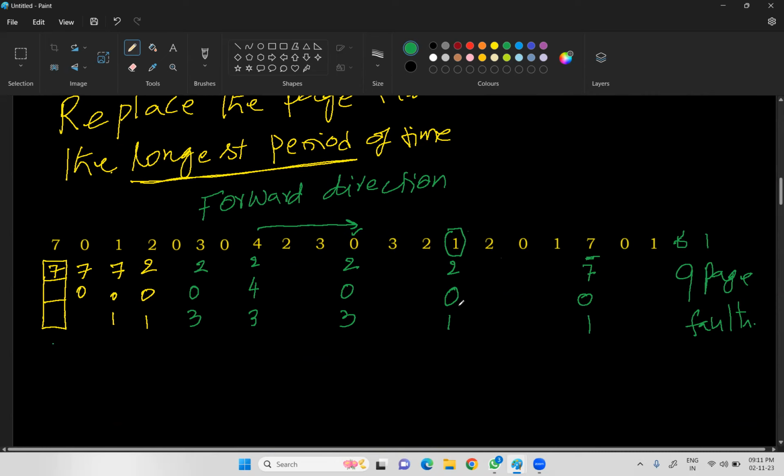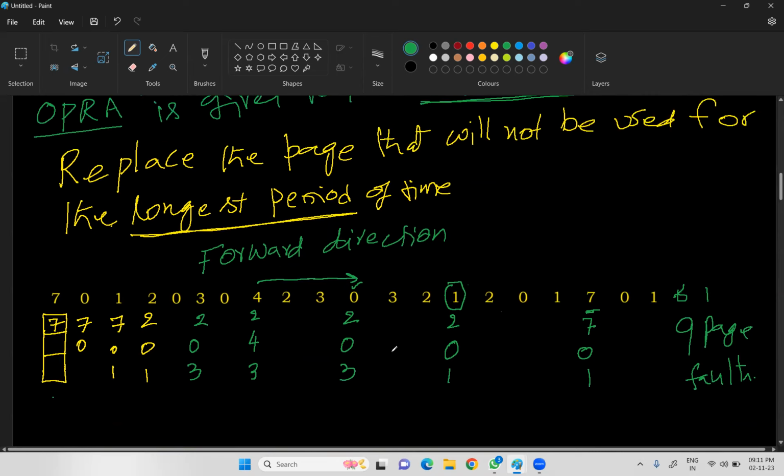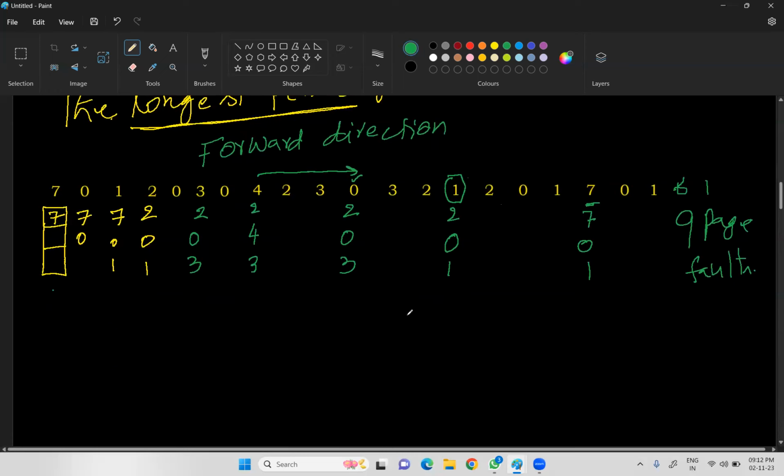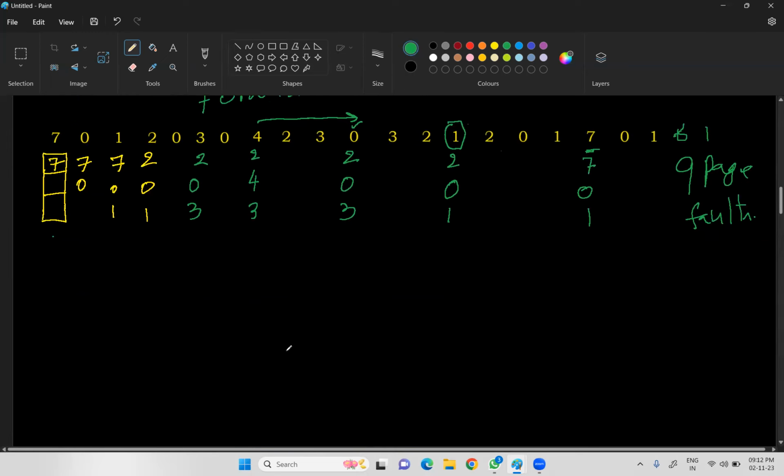Okay, this is about the optimal page replacement algorithm. Does the optimal page replacement algorithm suffer from Belady's anomaly or not? Let us check. It never suffers. So Belady's anomaly means this.